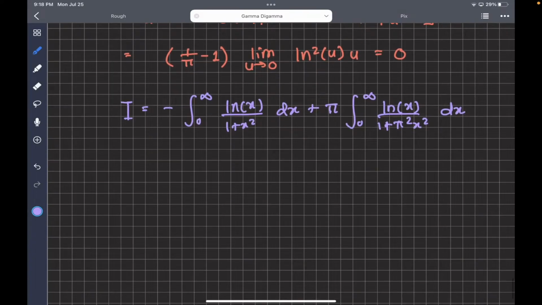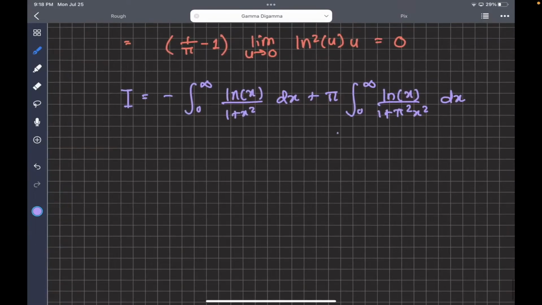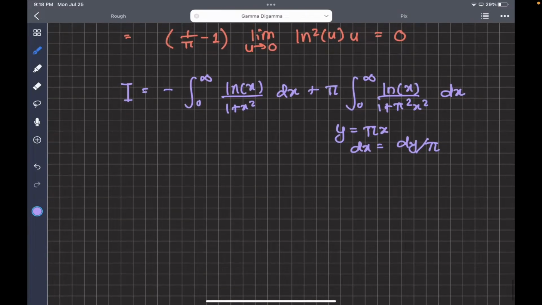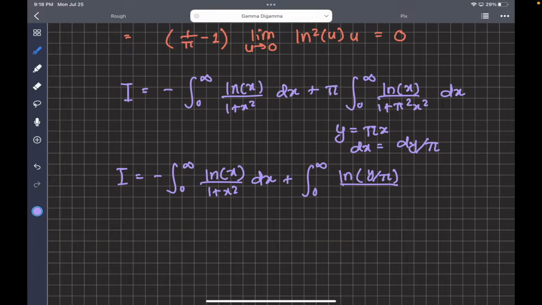Now on the second integral I can do a change of variables. y is pi x, so dx is dy over pi, or pi dx is dy. The first integral unchanged. I'm not solving it yet. I'll show you why. Upper and lower bounds are the same. We have natural log of x is y over pi. That remains 1 plus y squared, and then we just have a dy. The pi goes away.